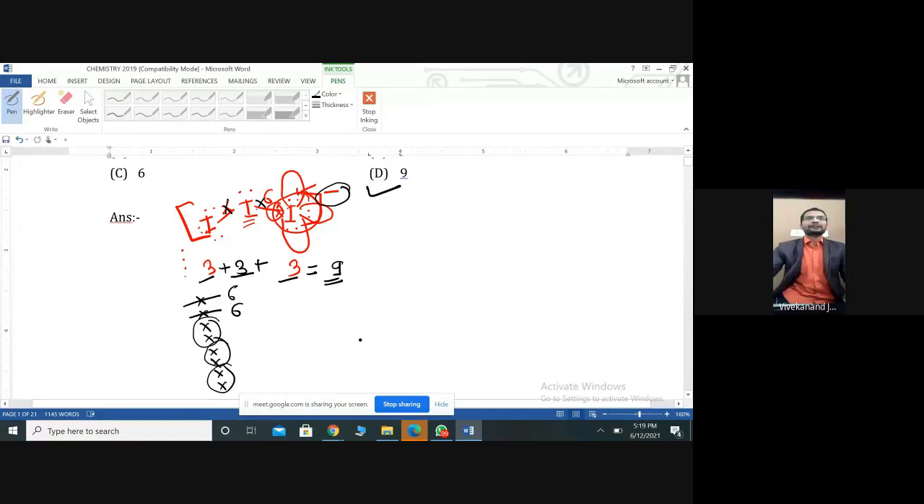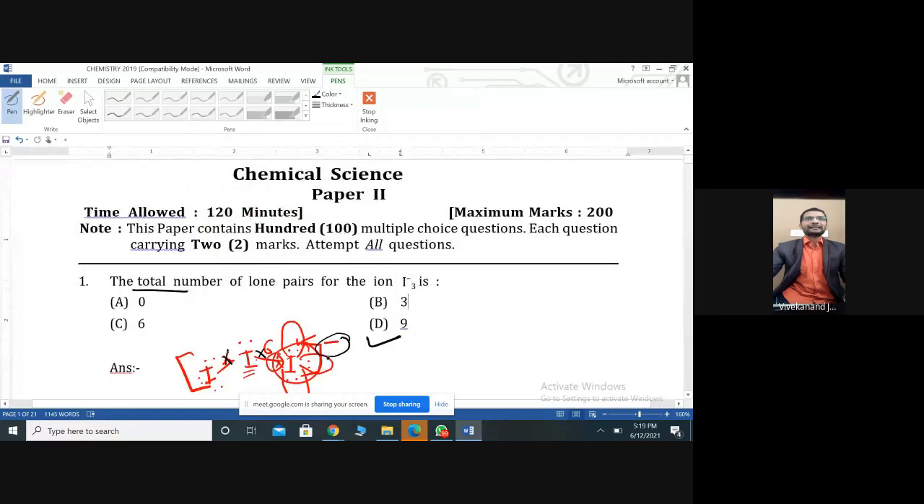Guys, check your question carefully. What they are asking is the total number of lone pairs, not on a single iodine. This question is most important. When you are solving such type of question, check it carefully. They want to ask the total number of lone pairs on your molecule. When you want the total number of lone pairs on your molecule, you have to count each and every atom, and the simplest fundamental comes from your chemical bonding.